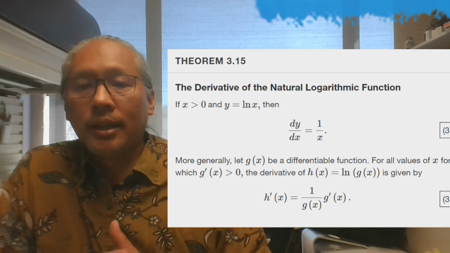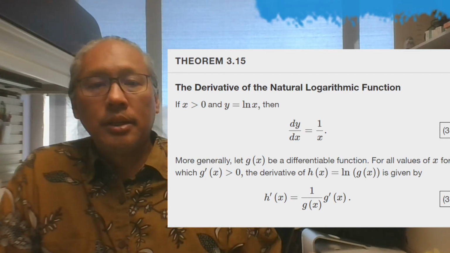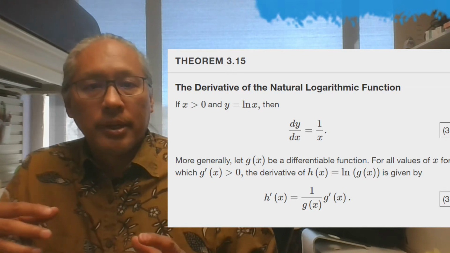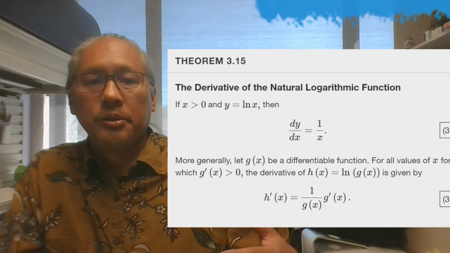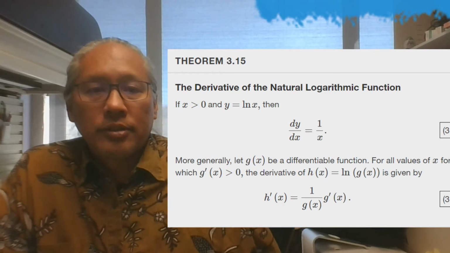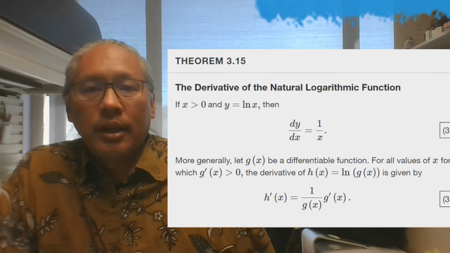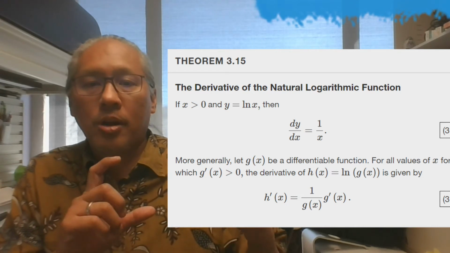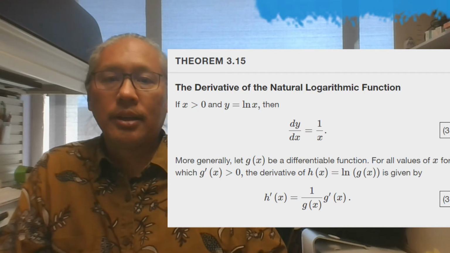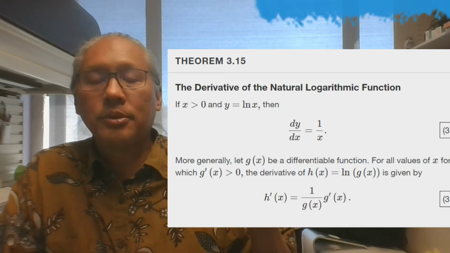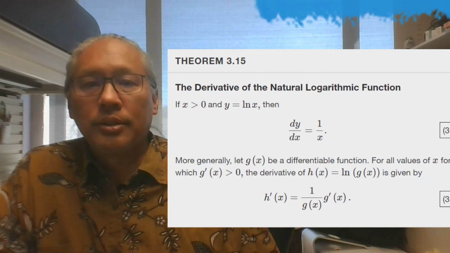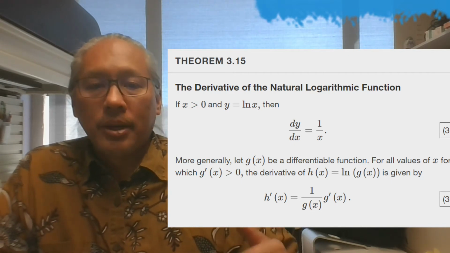So the derivative of the ln of x function is equal to 1 over x. So that's very important. You go from a logarithmic function to a rational function. And more generally, if you have something more complicated than just x, like g of x, the derivative of ln of g of x is going to be 1 over g of x times the derivative of g of x. Or simply, you can write it as one fraction, g prime of x divided by g of x.